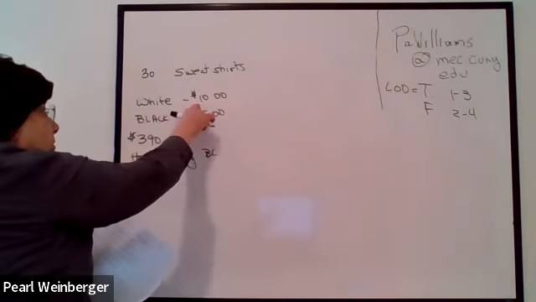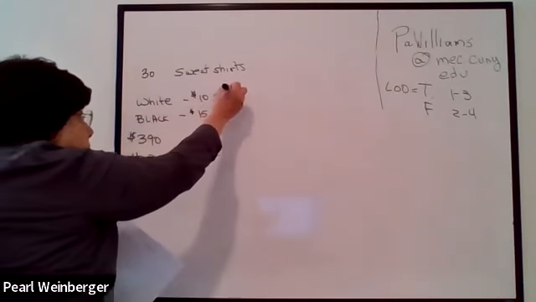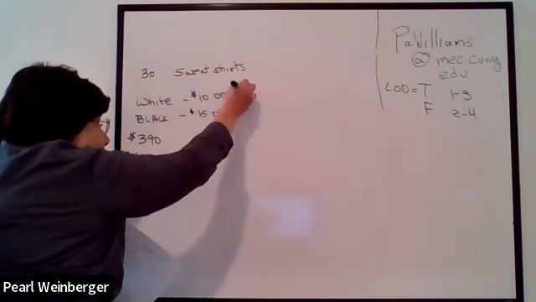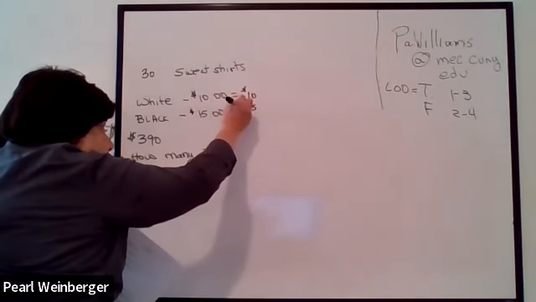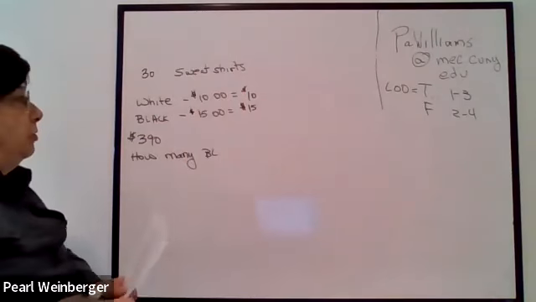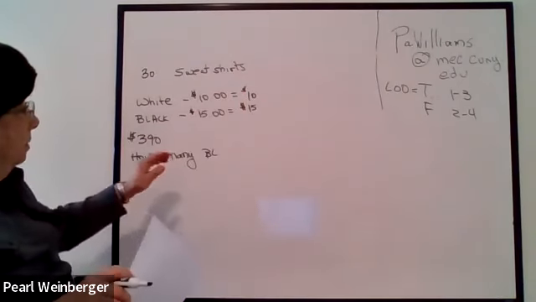And by the way, I'm not going to write this 10.00. I'm just going to write this as $10. And this I'm going to write as $15 because it's just easier not to have all those decimal points. I don't think we need them.